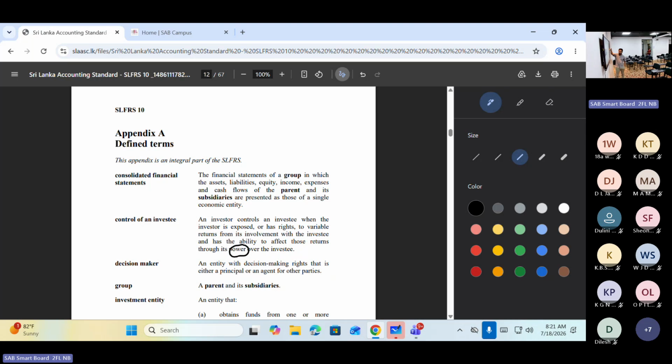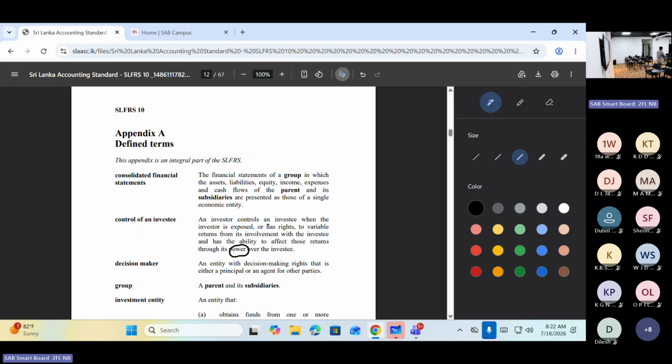An investor controls an investee when the investor is exposed or has a right to variable return from its involvement. Once we are investing in a subsidiary company, we have a right or we are exposed to variable return for our contribution, for our involvement with the investee, and has the ability to affect those returns through its power over the investee.